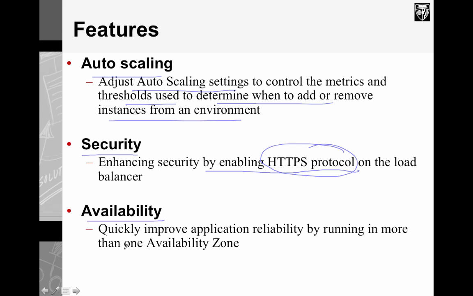In terms of availability, quickly improve application reliability by running in more than one availability zone. Don't forget that we have the availability zone concept in AWS. So when you launch multiple instances, you may want to launch across multiple availability zones. So that gives you availability.